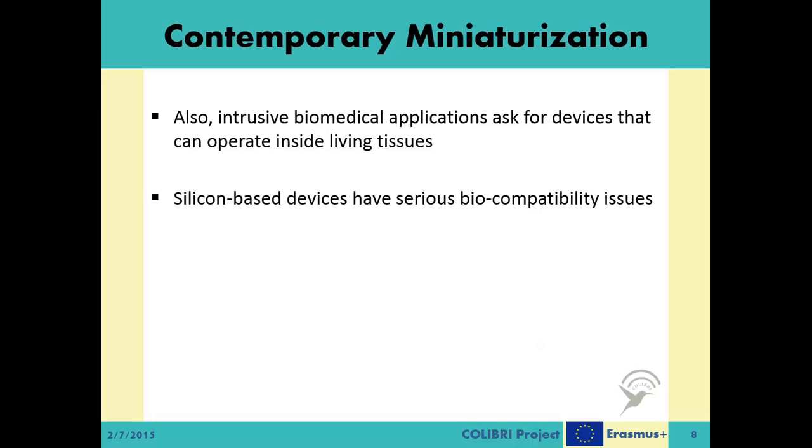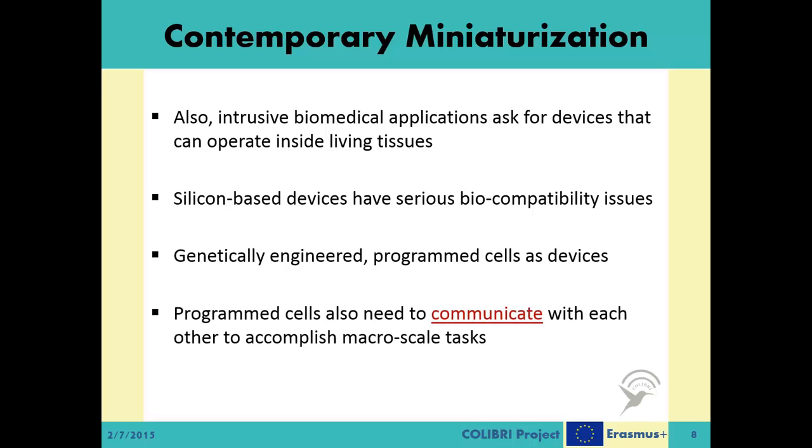Albeit they are very small in size, silicon-based devices have severe biocompatibility issues. They can cause problems to the tissue when they are inside the body, and also they have huge energy issues, being limited by their initial battery size. In order to overcome these issues, genetically engineered devices like programmed cells or cell-like constructs are needed. According to recent studies, these programmed cells are expected to be very limited in terms of processing power. Therefore, similar to the parallelization effort mentioned before, an efficient communication system is also crucial for these kinds of devices for them to achieve macro-scale results.